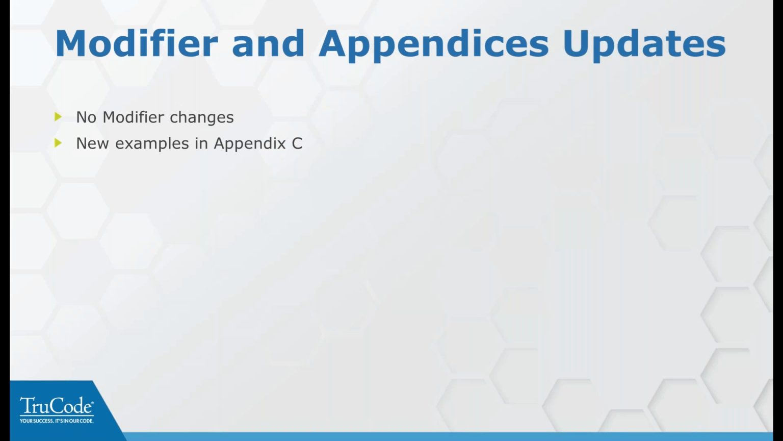This year, there were no changes in the modifiers, and the only thing as far as appendices, there are new examples in Appendix C. However, I did hear about yesterday that they are having a new appendix they're going to be putting together that you can see out on their website, and it's Appendix Q. And Appendix Q, from what I understand, is going to be a list of all the COVID codes. They're going to put them all together in one place. Of course, that is not in your paper code book, but still, those are out there.